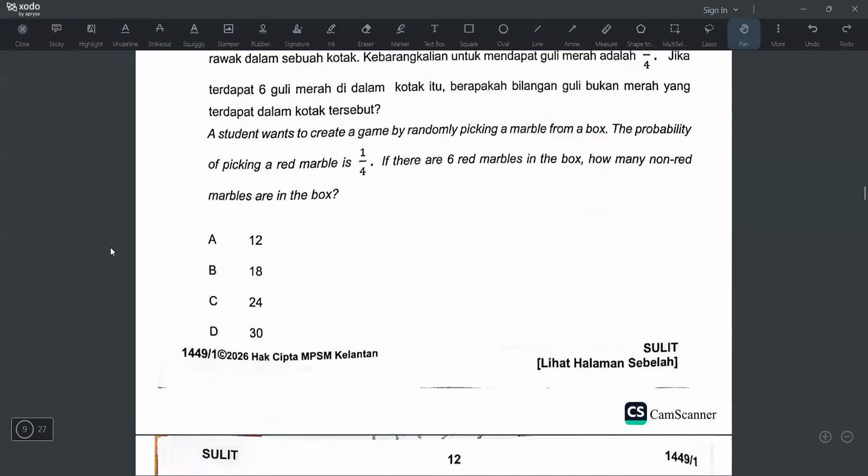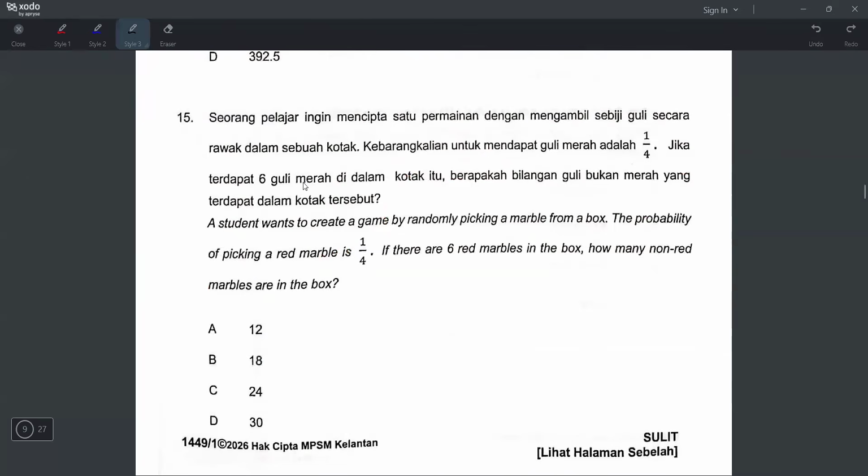Okay, so let's have 15. A student wants to create a game by randomly picking a marble from the box. Okay, looks like a probability question. So picking a marble, that means we only take one marble. The probability of picking red is 1 over 4. If there are 6 red marbles in the box, how many non-red marbles in the box? Okay, it's kind of confusing. So let's read again. Probability of picking red is 1 over 4. So P red is 1 over 4. The big P stands for probability. And then this stands for the event, which is red ball, red marble.